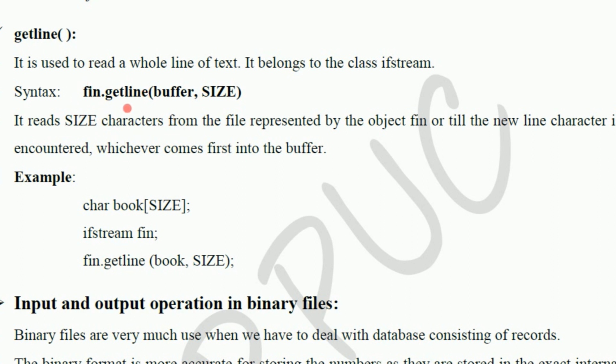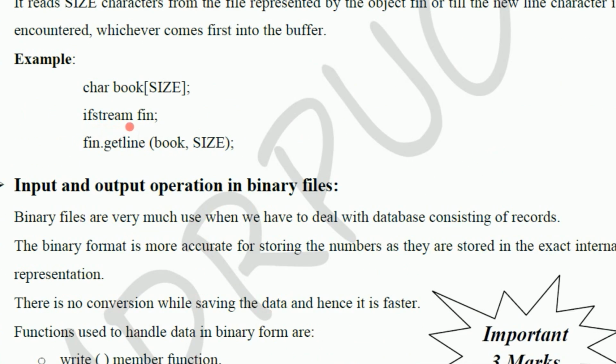That is, fin is an object which is of input stream. fin.getline is a function, and buffer is a temporary area, and we can specify the size. Commonly one line contains 80 characters. You can specify size as 80. Then it reads size characters from the file represented by the object fin, or till the newline character is encountered.